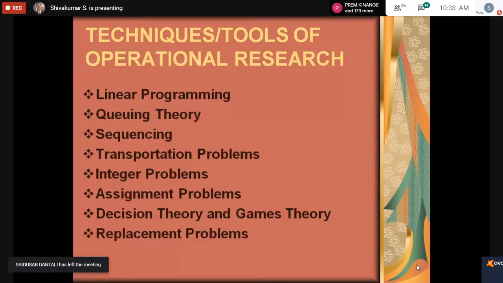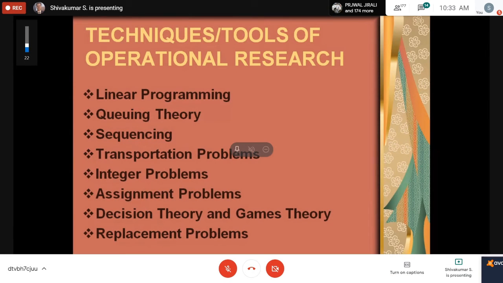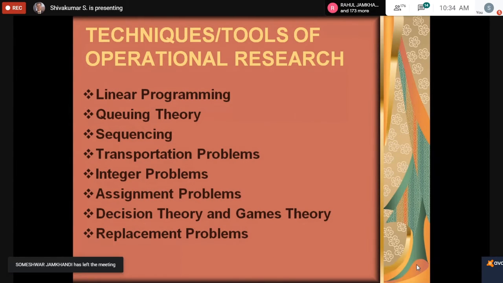Last time we had an elective; some students have taken it. So replacement we are unable to teach in OR; it comes under engineering economics only. But these chapters, that is linear programming, queuing theory, sequencing, transportation problems, assignment problem, decision theory, and game theory, we are going to deal with in this existing syllabus only. I'll tell you the importance of integer programming after the next slide. So these are the techniques of OR.